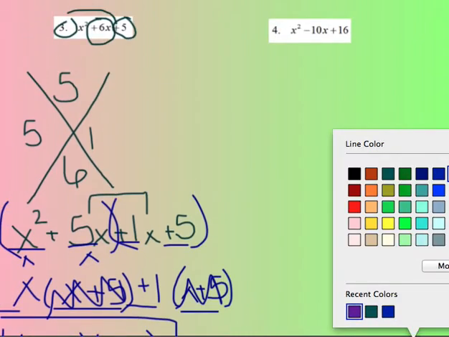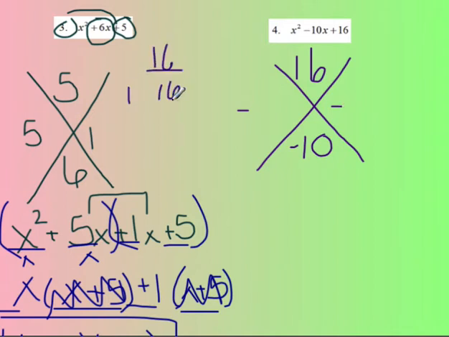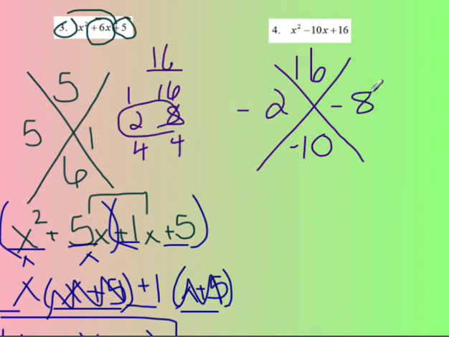So for number 4, we're going to be multiplying to 16 and adding to negative 10. So since my product is positive and my sum is negative, I need to have 2 negative factors. Well, let's take a look at things that multiply to 16. We have 1 and 16, 2 and 8, 4 and 4. So we have the same sign. So the two that add to 10 are -2 and -8. So those are going to be the ones that I use.